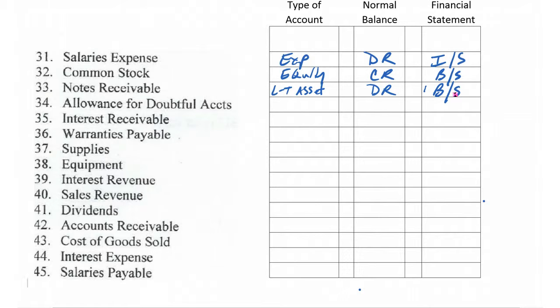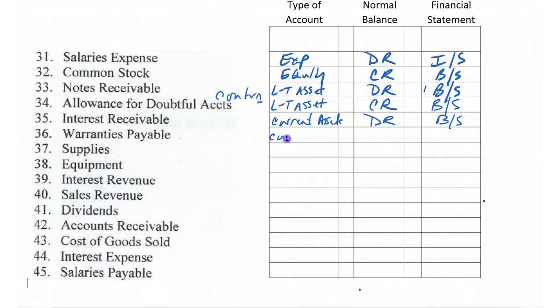Allowance for doubtful accounts. This is also a long-term asset. Specifically, though, this is a contra asset. And as a contra asset, it has a credit balance, a balance contrary to all the other assets. However, it still goes on the balance sheet. Interest receivable is a current asset, and because it's an asset, it has a debit balance. It goes on the balance sheet.